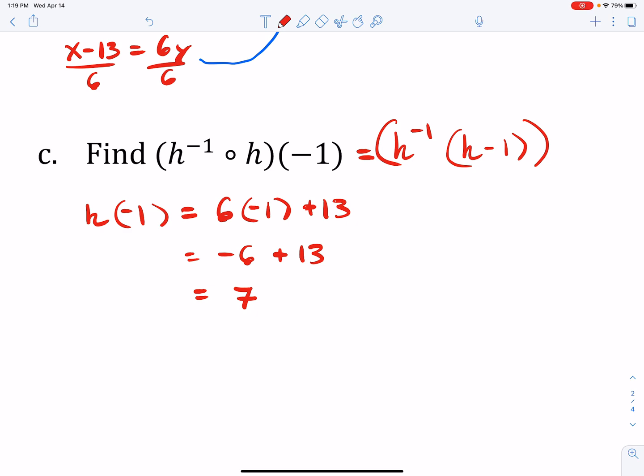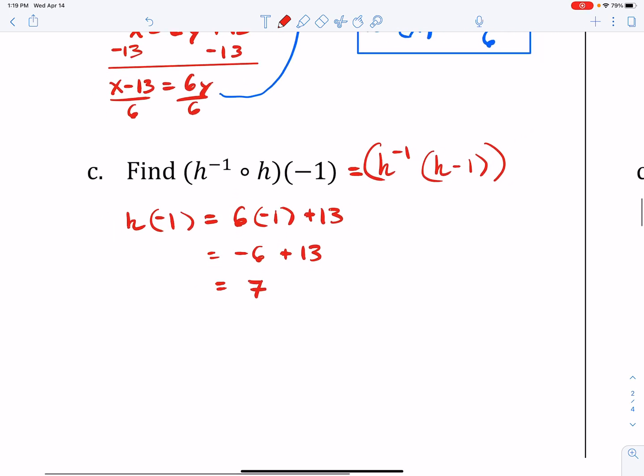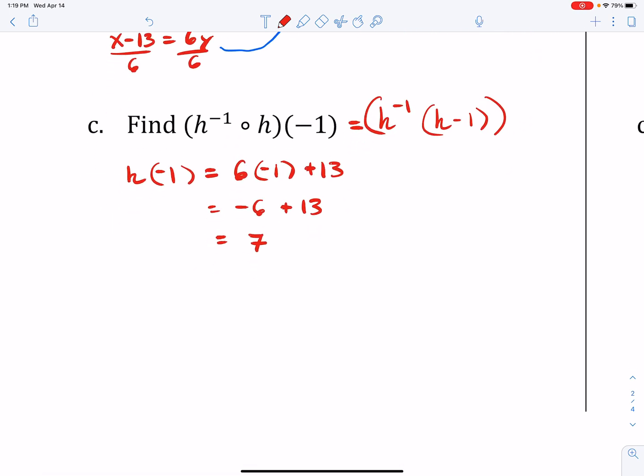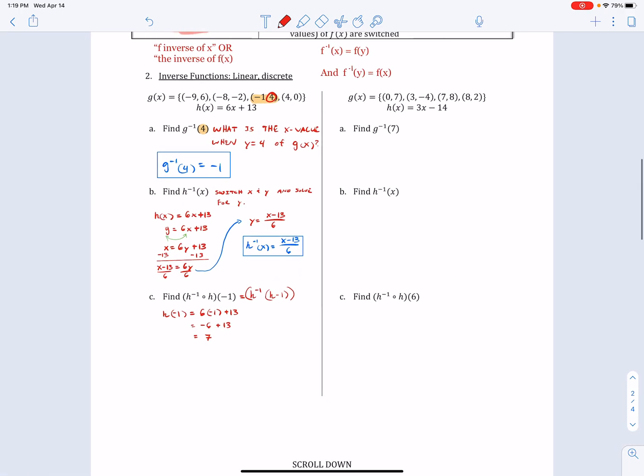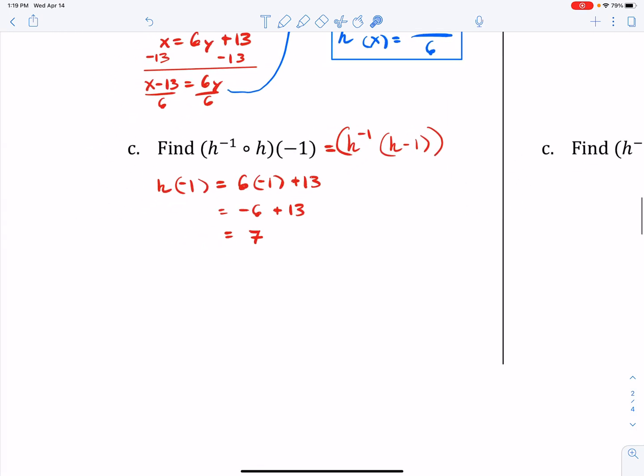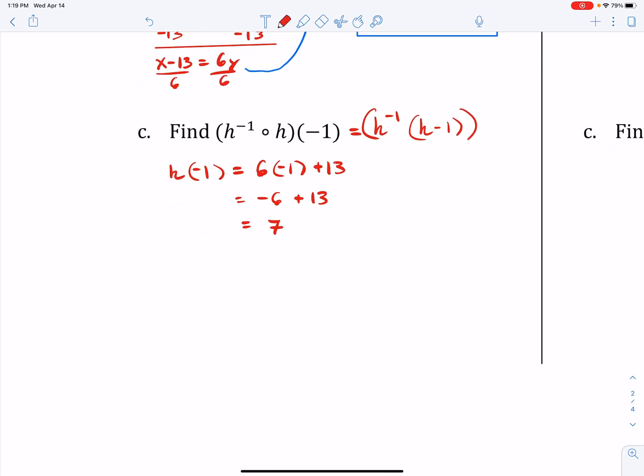Okay? That equals 7. But that's what x equals, right? So let me make the connection for you. That is what x equals right here, up at the top. So I could plug my 7 in here, okay? So let's write h of -1, and that is going to be 7.